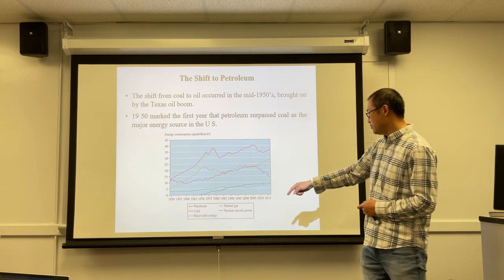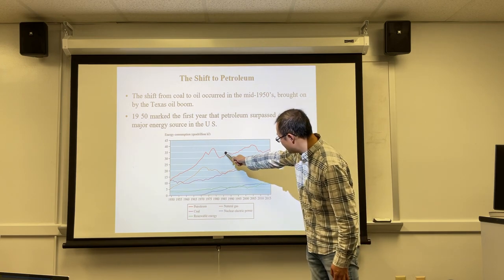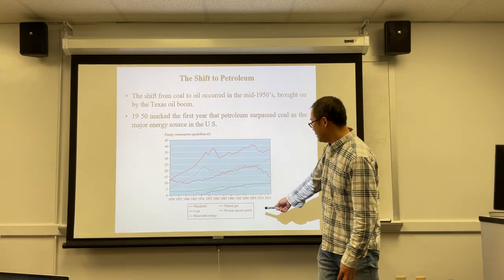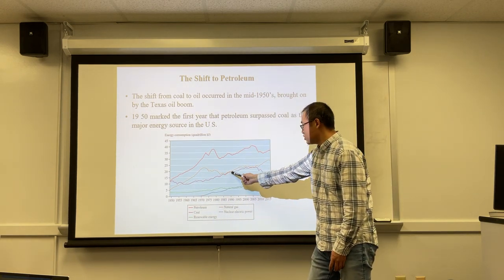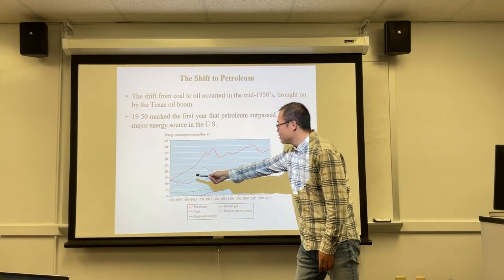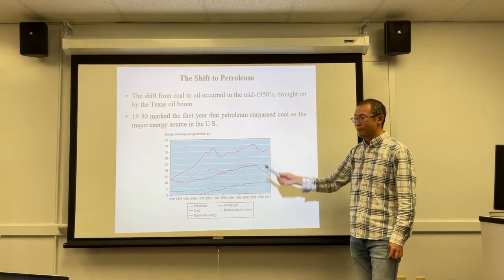Let's take a look at this chart. You can see that petroleum is the green line, coal is the purple, and natural gas, etc. You can see that the use of coal started increasing and actually recently decreased, but the use of petroleum keeps increasing.